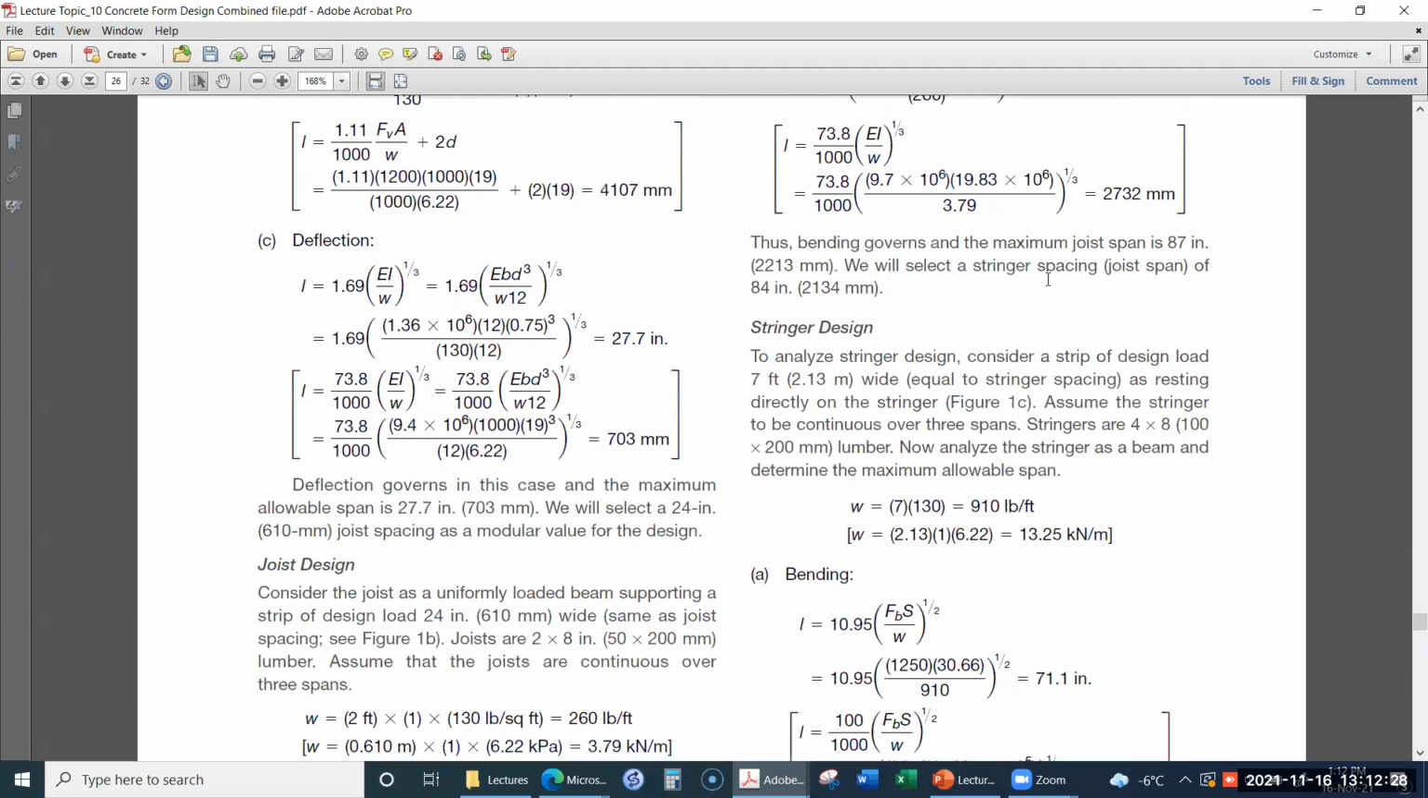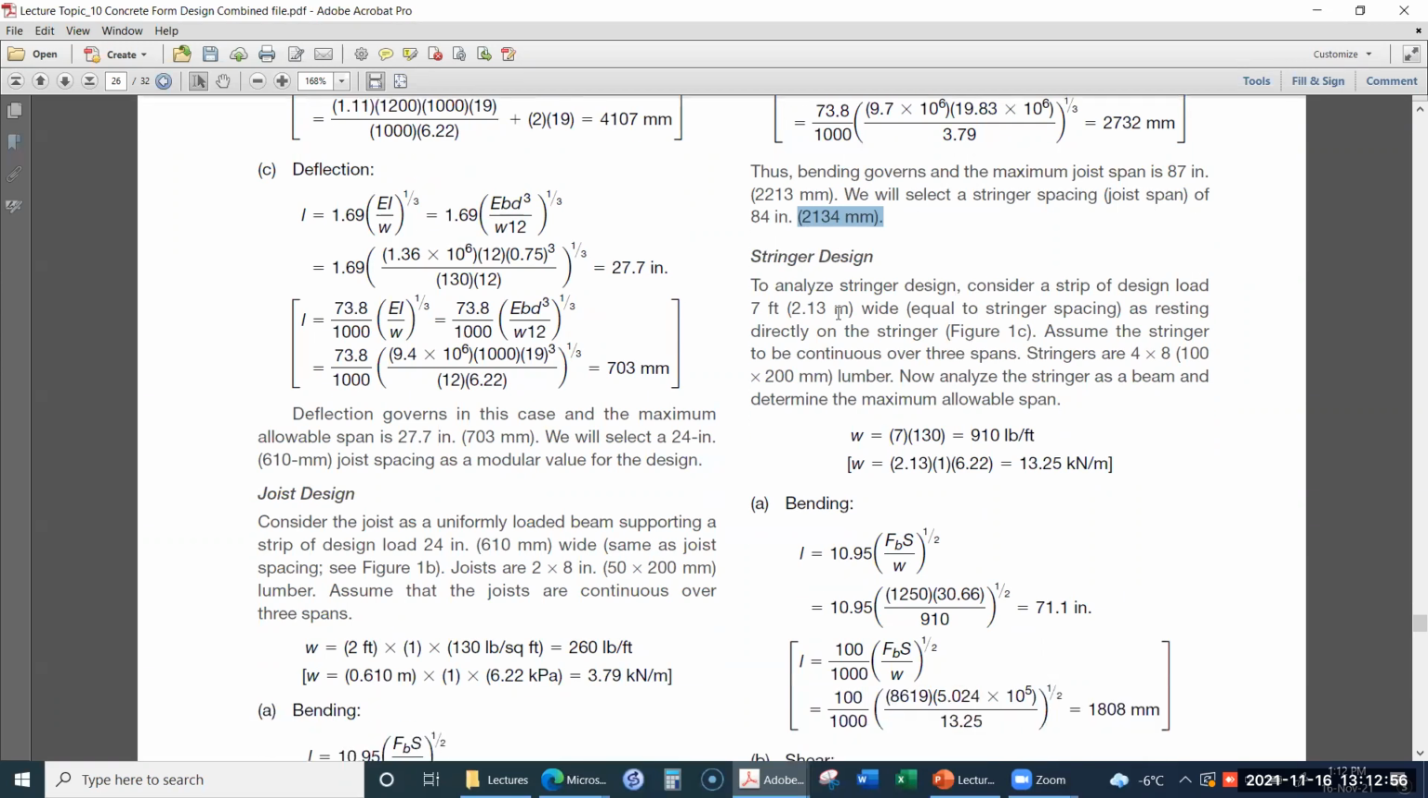So bending governs and the maximum joist span is 2213 millimeters, which is about 87 inch. 87 inch is closer to 84 inch, which is about 7 feet, or 2134 millimeters. So we will select a stringer spacing of about 2134 millimeter.